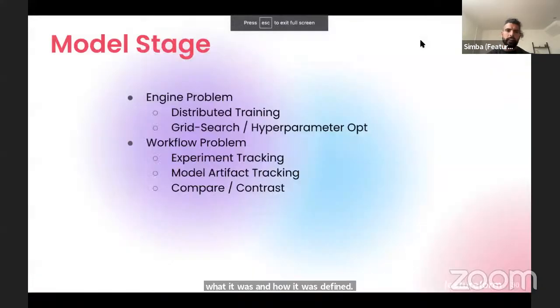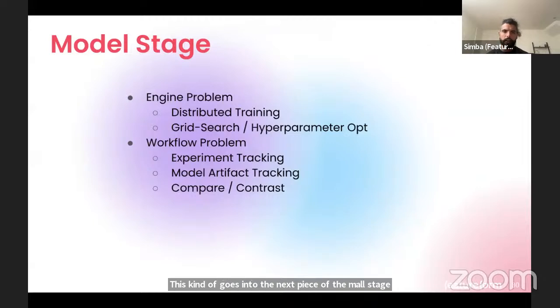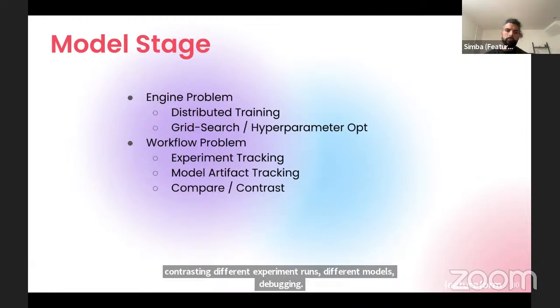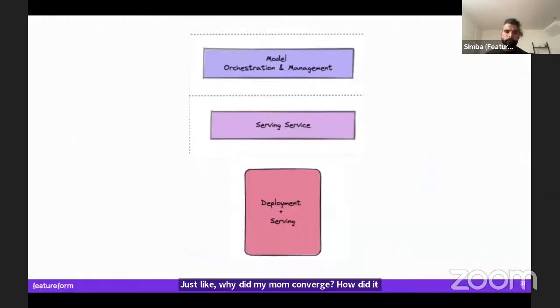This kind of goes into the next piece of the model stage, where there's the engine problem, which is distributed training, and then the workflow problem, which is experiment tracking, model artifact tracking, comparing, contrasting different experiment runs, different models, debugging, just like why did my model not converge? How did it behave? So that becomes the model stage.